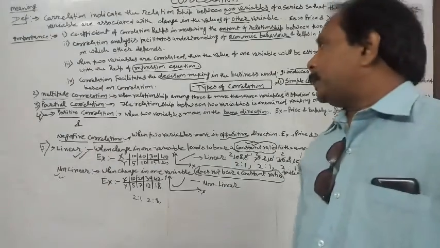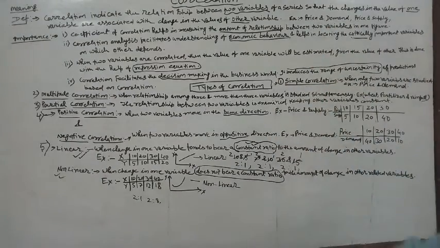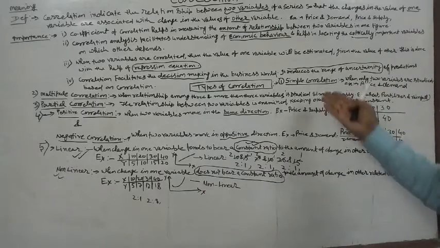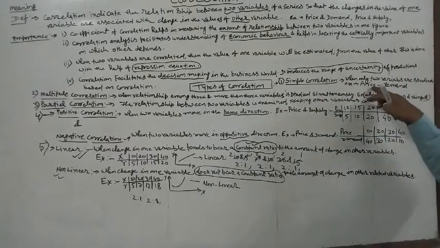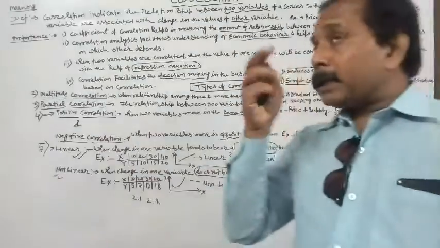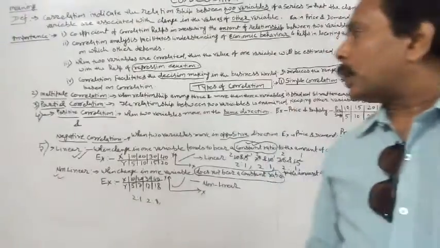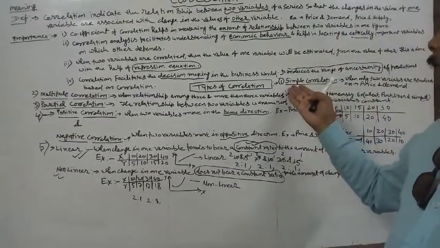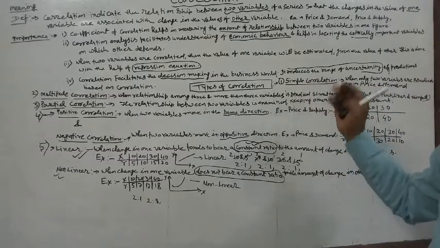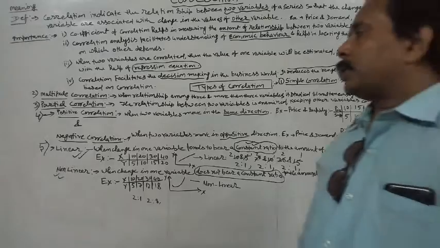So what is simple correlation? When only two variables are studied, that is known as simple correlation. Here you can take the example of price and demand, price and supply, weather condition and the demand for clothes and so on. Is it clear? Here only two variables, price and demand, are taken, and that's why it is known as simple correlation.